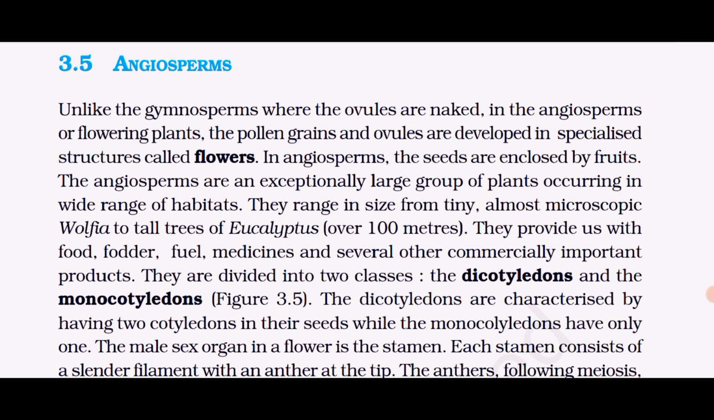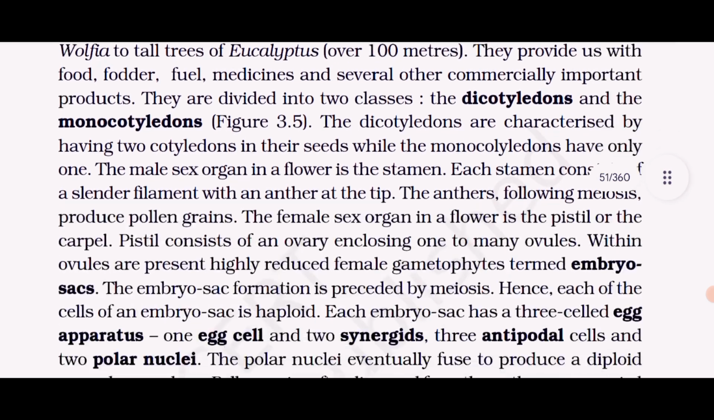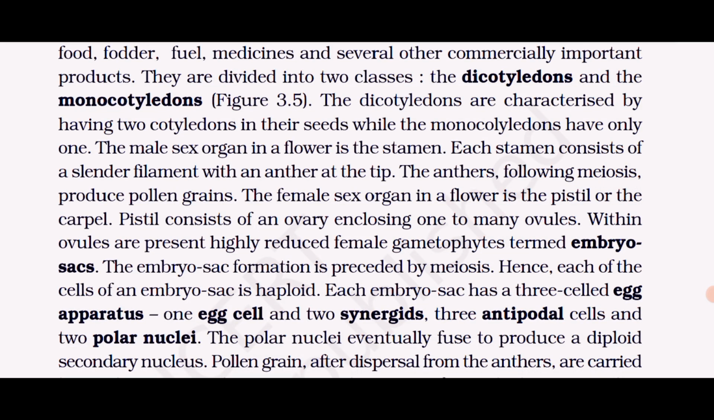The male sex organ in a flower is the stamen. Each stamen consists of a slender filament with an anther at the tip. The anthers, following meiosis, produce pollen grains. The female sex organ in a flower is the pistil or the carpel. Pistil consists of an ovary enclosing one to many ovules.